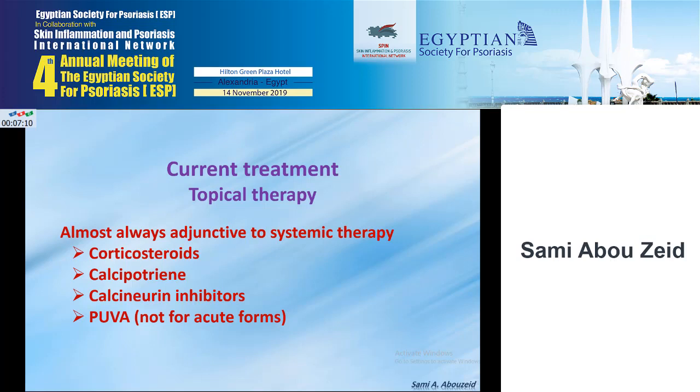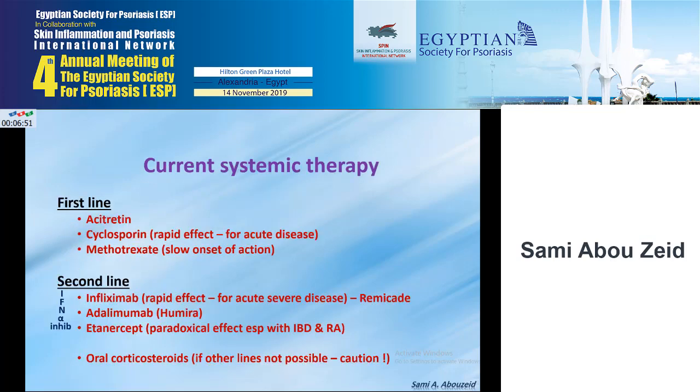The current treatment: topical therapy, almost always adjunctive to systemic therapy. Corticosteroids, calcipotriene, calcineurin inhibitors, tacrolimus or pimecrolimus, and PUVA, not for acute forms. The current systemic therapy includes acitretin. Cyclosporin has a good response and a rapid effect for acute disease, and methotrexate has a slow onset of action. But these are the first-line treatment.